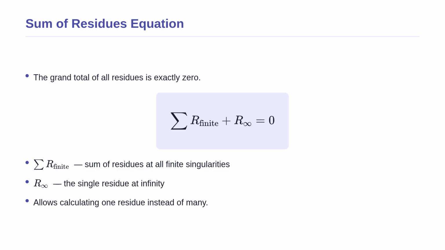Conceptually, this theorem is an incredible shortcut. If a function has 50 finite singularities, you do not need to calculate 50 separate residues. You can just calculate the single residue at infinity and flip its sign. As one variable increases, the other must decrease to maintain that zero balance.